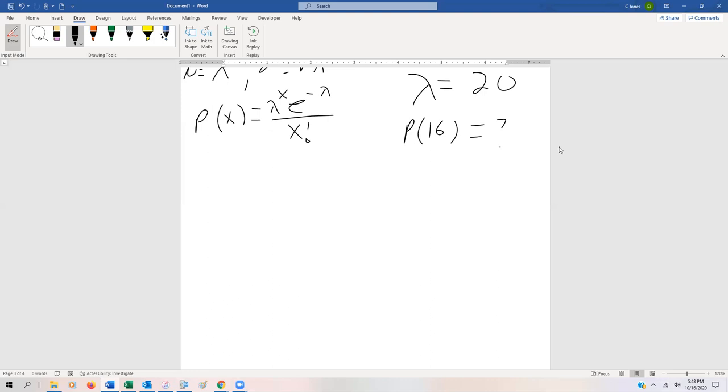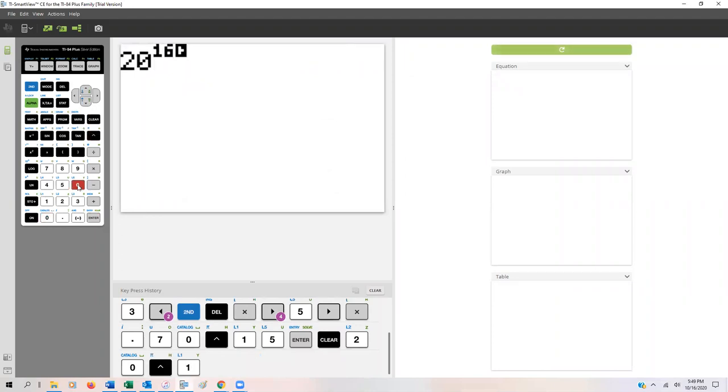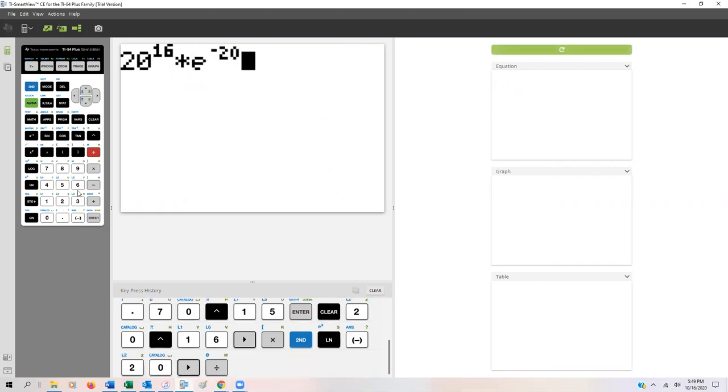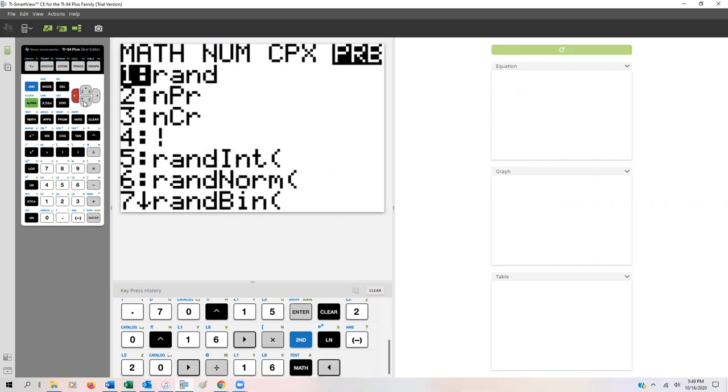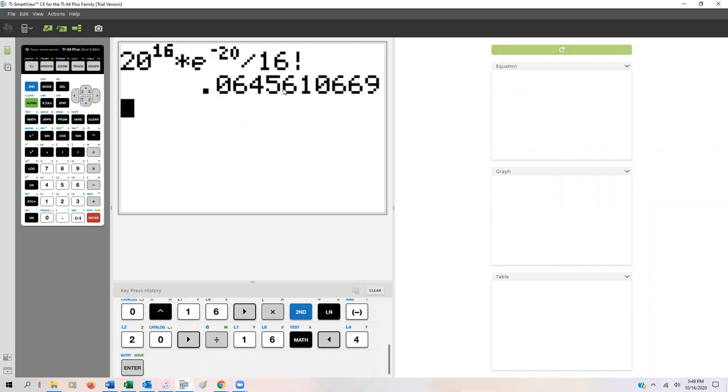So we would say that P of 16 is equal to 20 to the 16th, e to the minus 20th, divided by 16 factorial. And then in our calculator, we would type that in. So we would do 20 to the 16th, and then times e to the minus 20th. And we would have to divide that by 16 factorial. So 16, math, then we go to prob, and then we go down to 4, and then we hit enter. All right, so we get 0.06456, easy to remember.